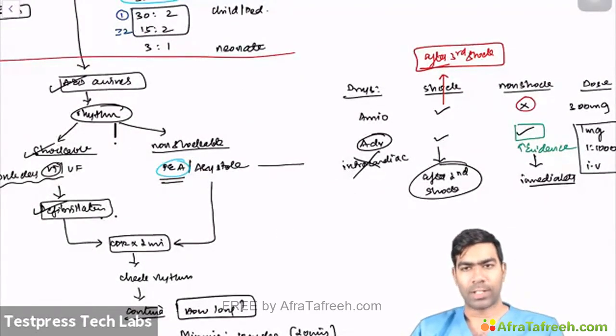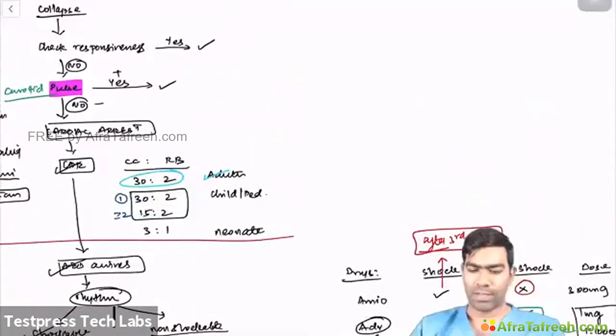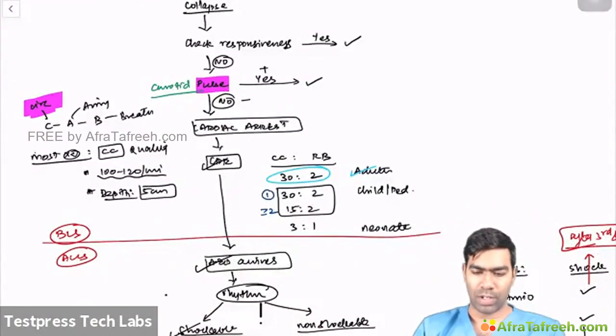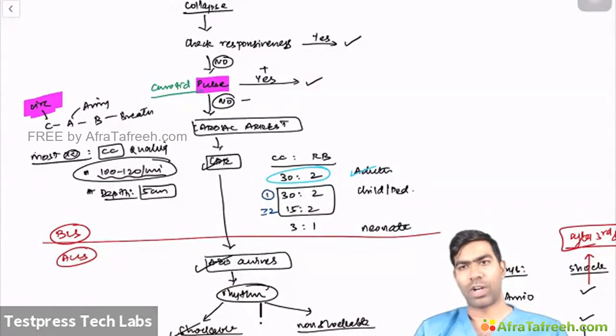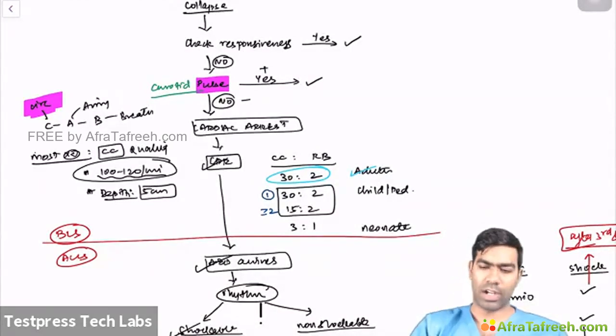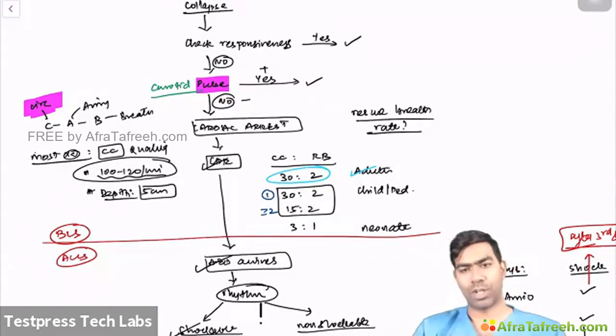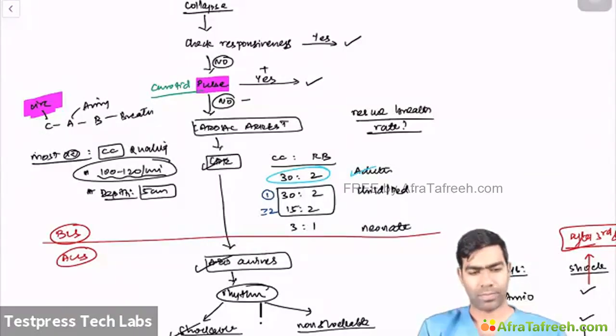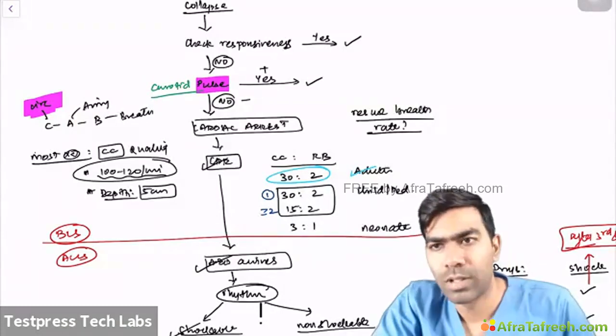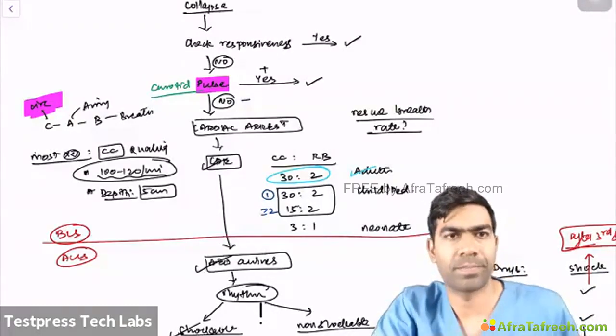This is the idea. So these are the drugs that are used in the setting of a CPR. And at the same time, we said that chest compressions have to be given at a rate of 100 to 120 per minute. If somebody asks you what is the rescue breath rate, what should it be? What is the rationale? How much do you have to give? Any idea?